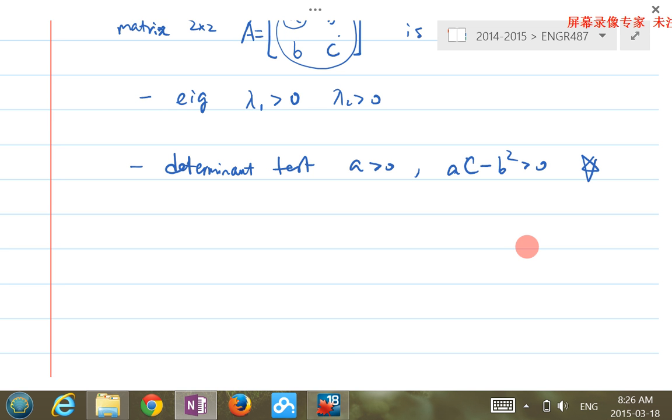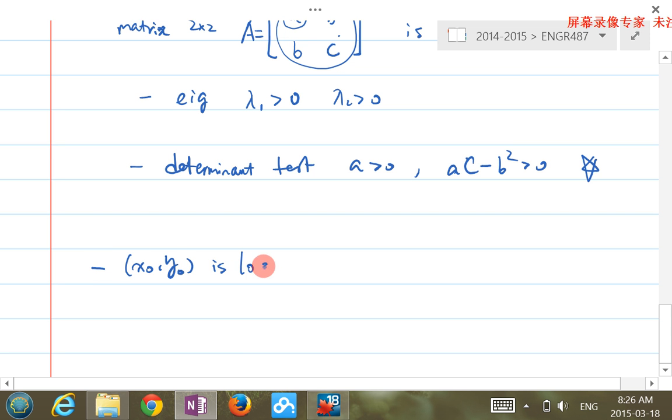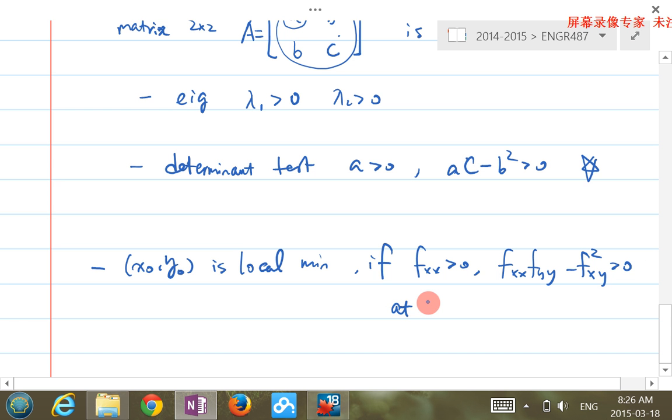So the theorem basically says that x naught, y naught is a local min if fxx is greater than 0 and also the determinant is greater than 0 at this location.